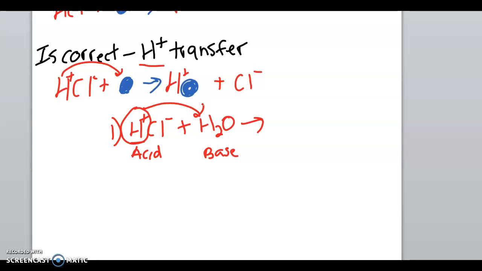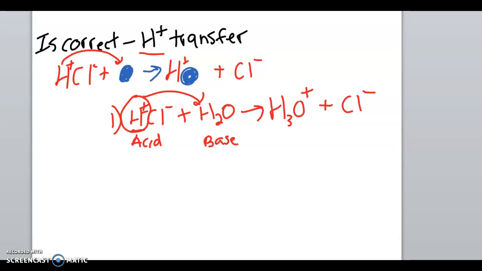So what do you think the product will look like when it gets an H and it's plus? It will be H3O+. And left alone will be the chloride, Cl-.